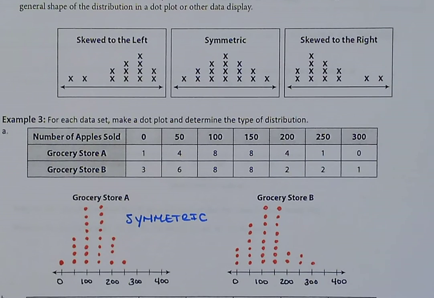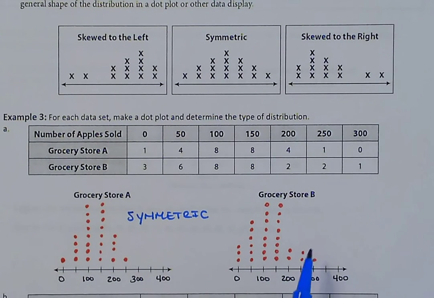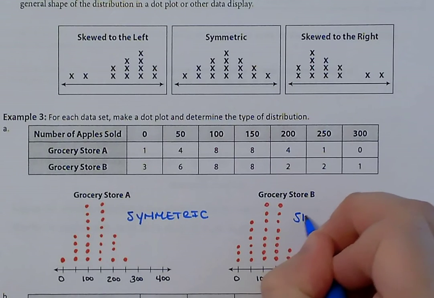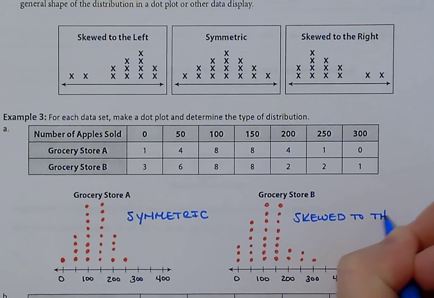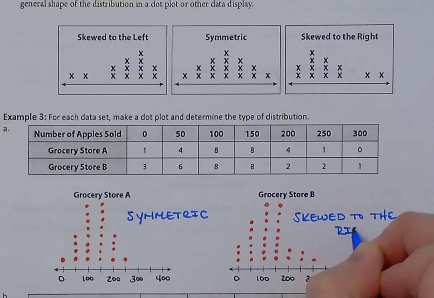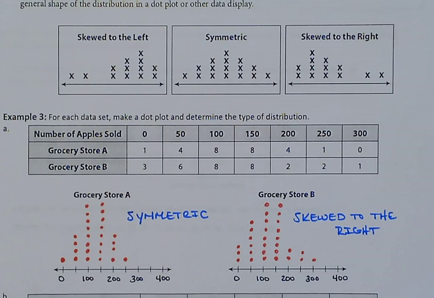Now, if we look at grocery store B, we have most of our data here, and there's a little trail this way. Anytime that you have a trail, that's going to indicate skewed. So we just have to ask ourselves, is the trail going to the right or is it going to the left? The trail goes off to the right, so that means this is skewed to the right. And that is our answer for example 3, part A.